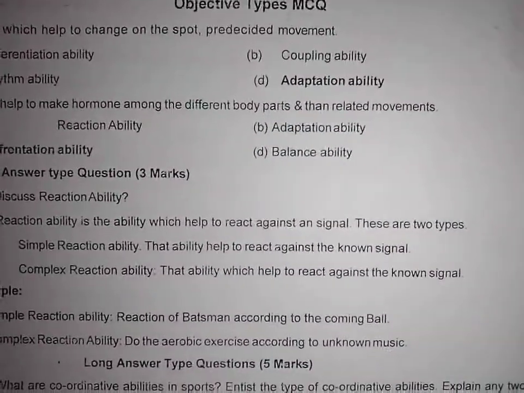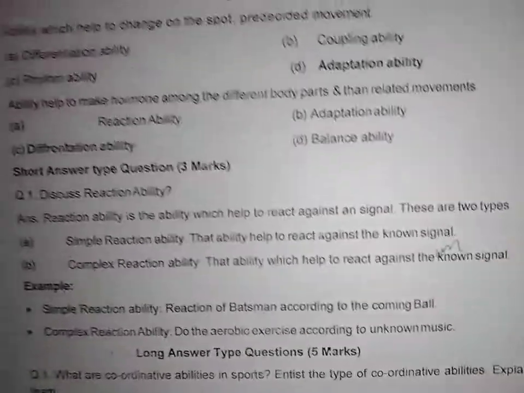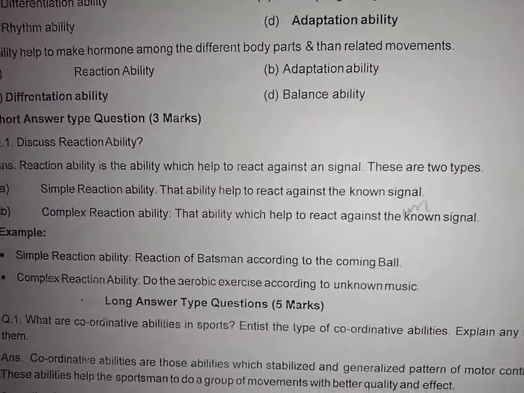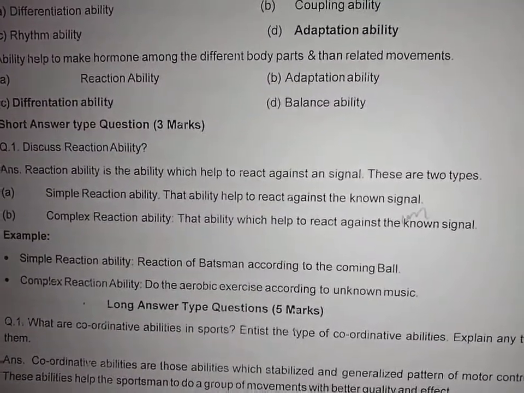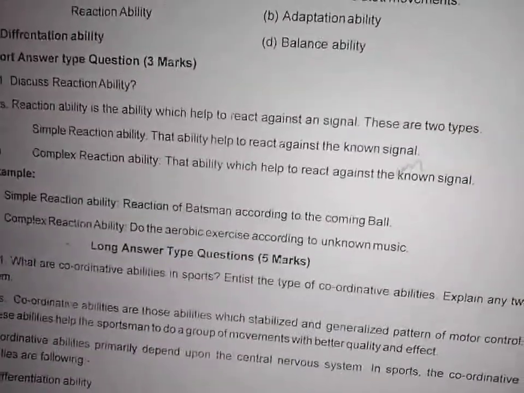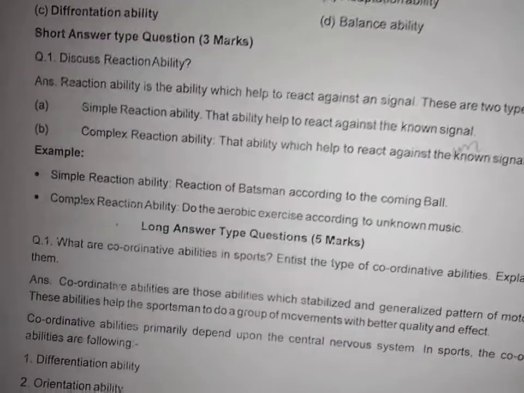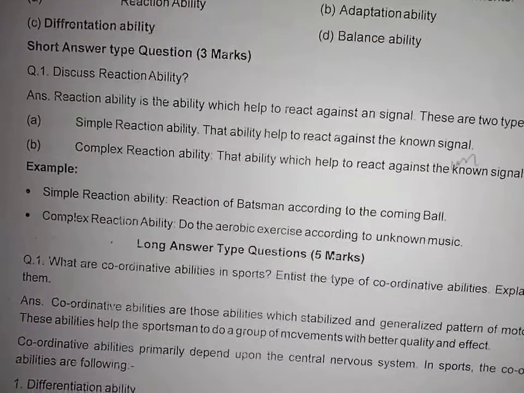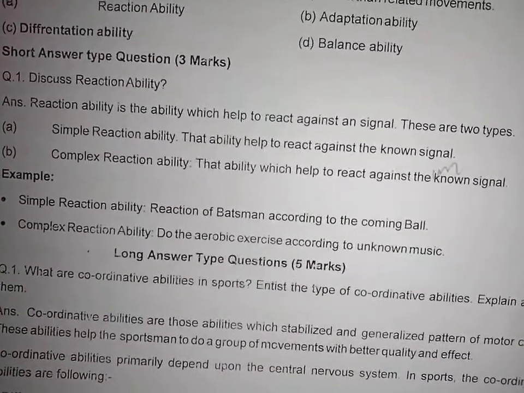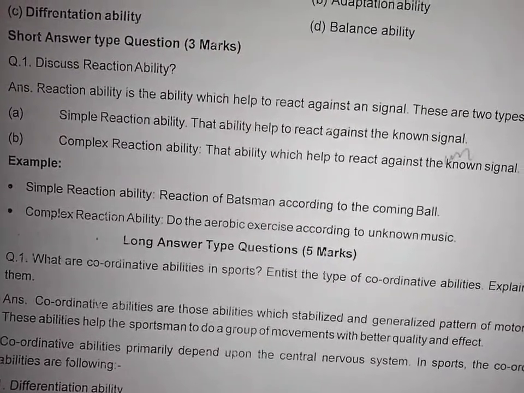In complex reaction ability, the ability helps to react against an unknown signal. So in the complex reaction your signal will be unknown. In the simple reaction your signal will be known, but in the complex reaction you don't know the signal from earlier. Example, simple reaction ability: the reaction of a batsman according to the coming ball. Complex reaction ability: doing aerobic exercise according to unknown music.